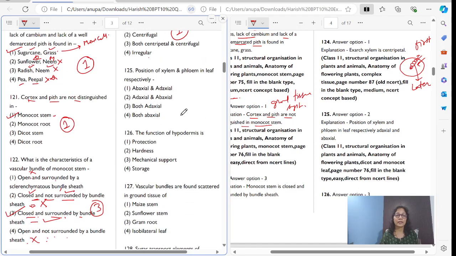Next question states that the position of xylem and phloem in leaf is respectively.